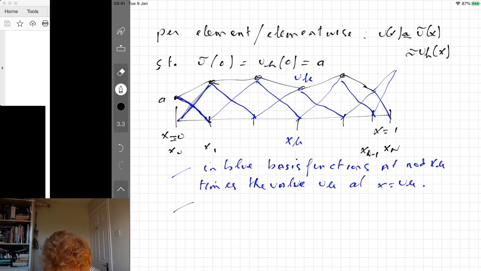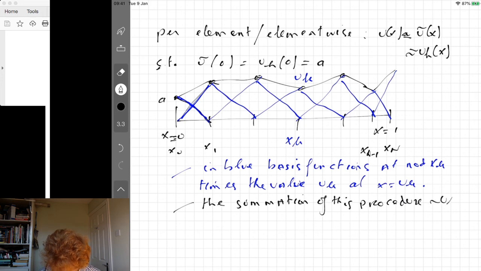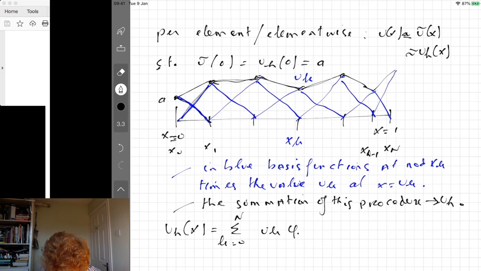In black, the summation of this procedure giving u_h, giving the approximation of u that gives u_h of x. So in black is indeed the sum of these two blue pieces in each element, because it's linear. You exactly see that it matches up. That makes that u of x is the sum, k is 0 to n, of this u_k times phi_k of x.